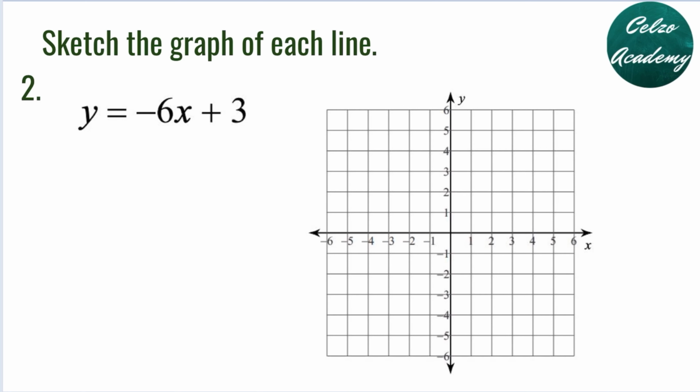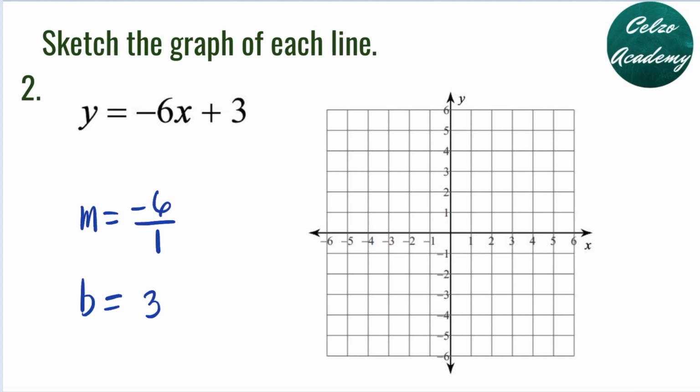Question number 2. y = -6x + 3. The first step is to determine the slope m and the y-intercept b. This is also in the format y = mx + b, so the slope is negative 6, or the same thing as negative 6 over positive 1. The y-intercept here is 3.